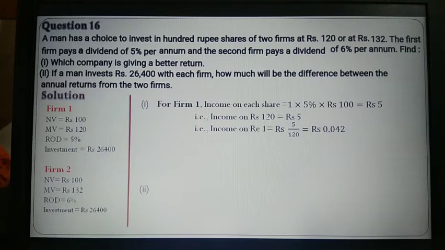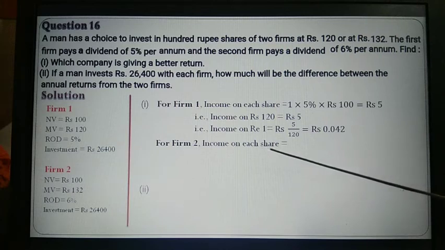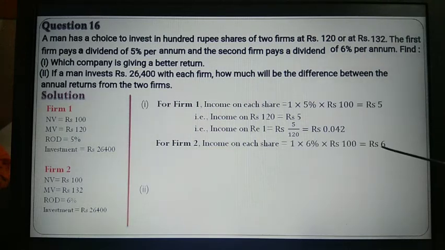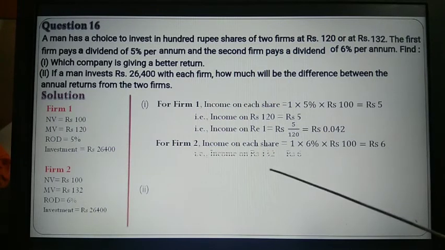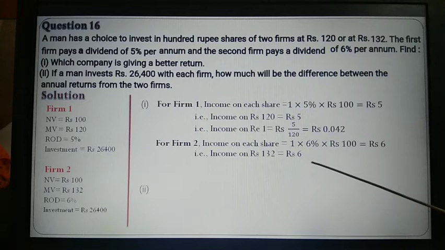Now similarly, let's check for firm 2, what is the income on each share. So number of shares is 1 here. Okay, rate of dividend is 6%, and what is my nominal value? It is rupees 100. So that's why it's equal to rupees 6. That means when you sell the share for rupees 132, you'll have income of rupees 6. Okay, so that's why income on rupees 132 is rupees 6.